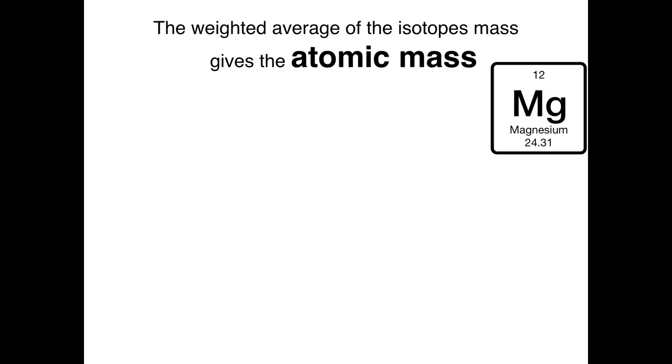So as it turns out, the atomic mass is actually the average of all of the isotopes' mass. And this is a weighted average. A weighted average takes into account the natural abundance or the natural occurrence of a particular isotope.